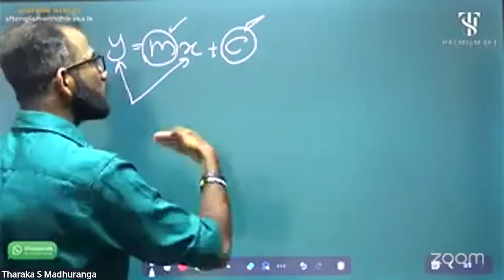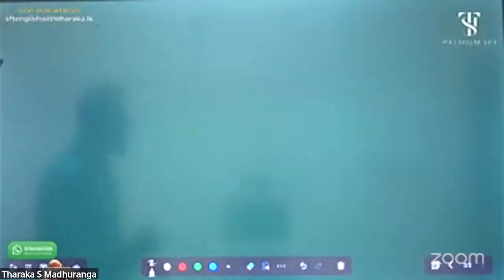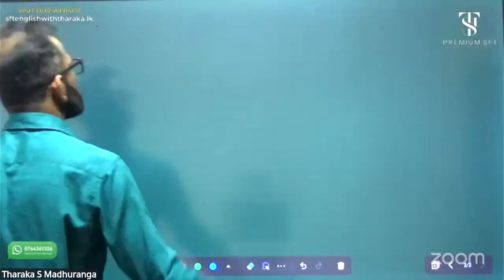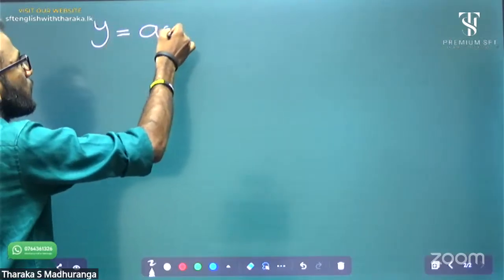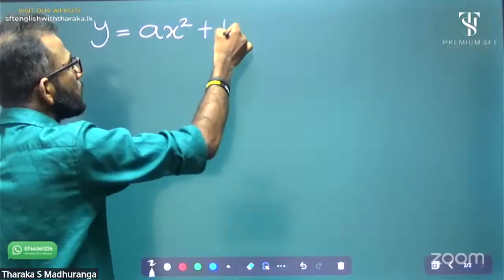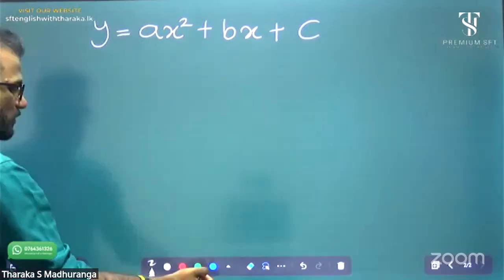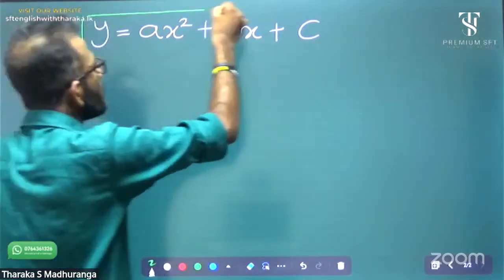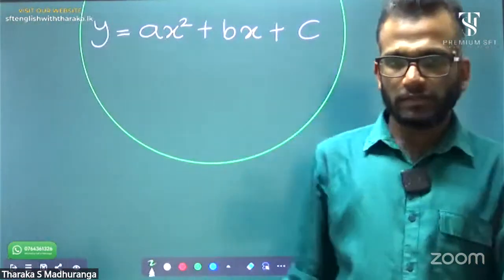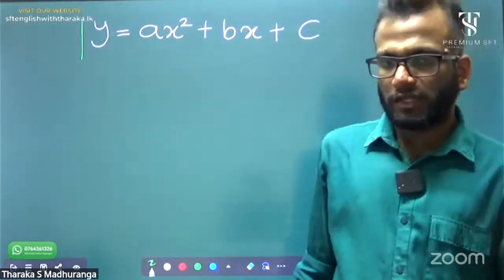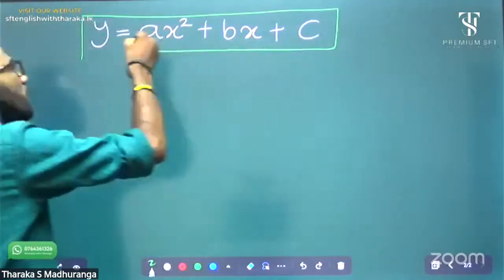But in quadratic functions, what is the common equation? This is the common equation for quadratic functions: y equals ax squared plus bx plus c.